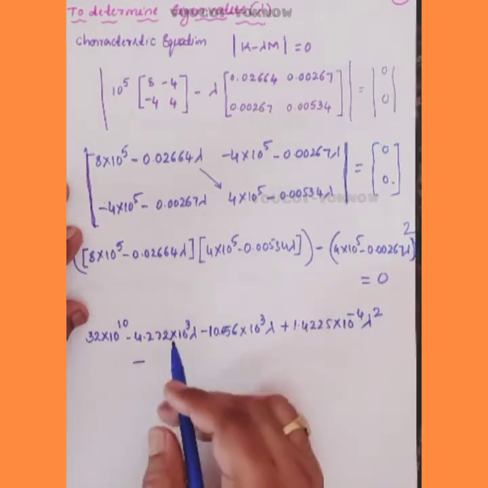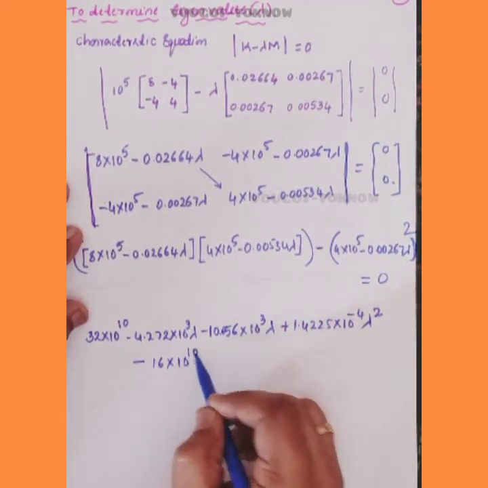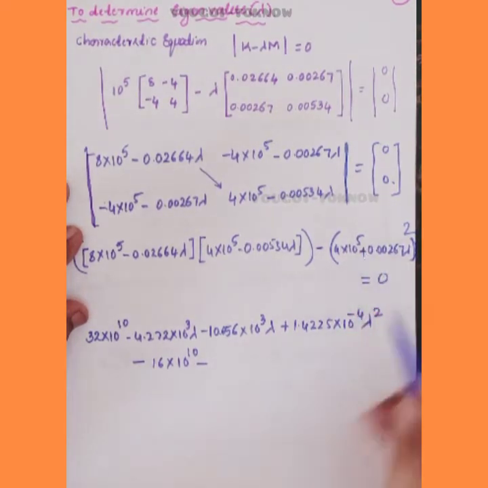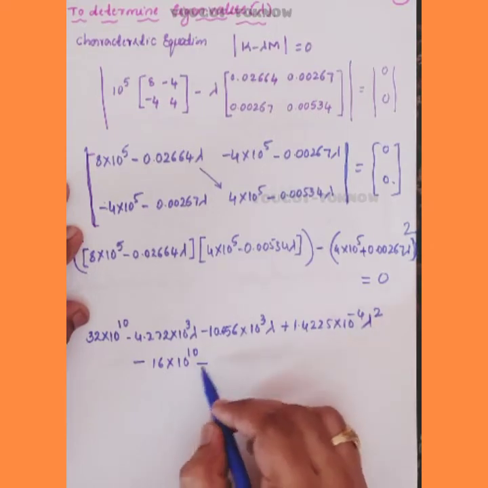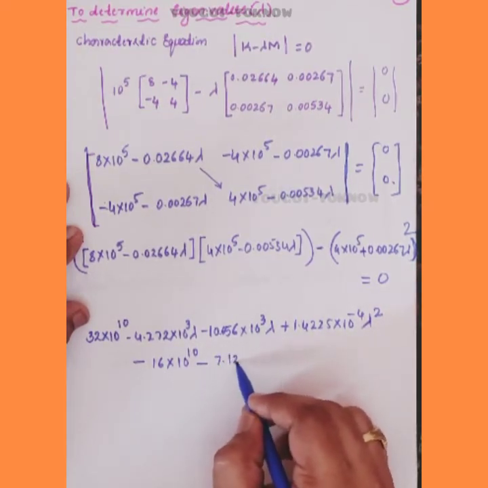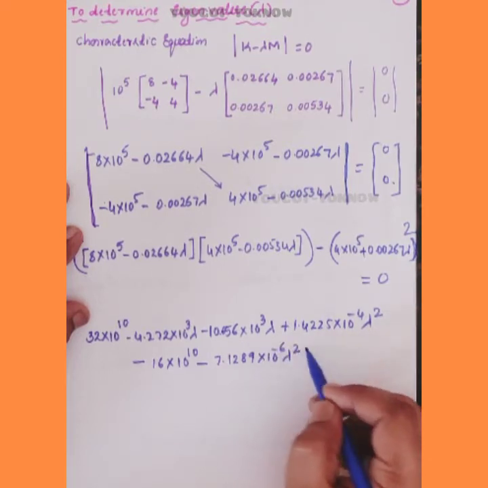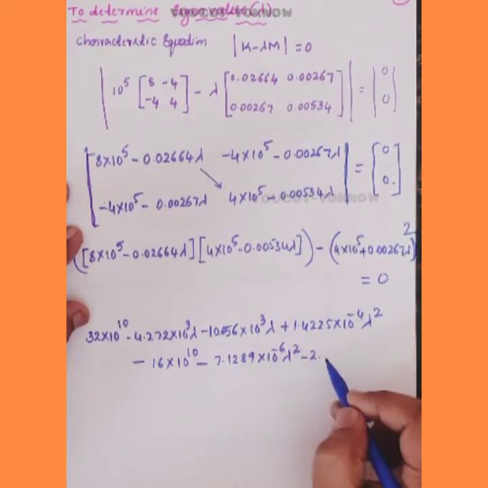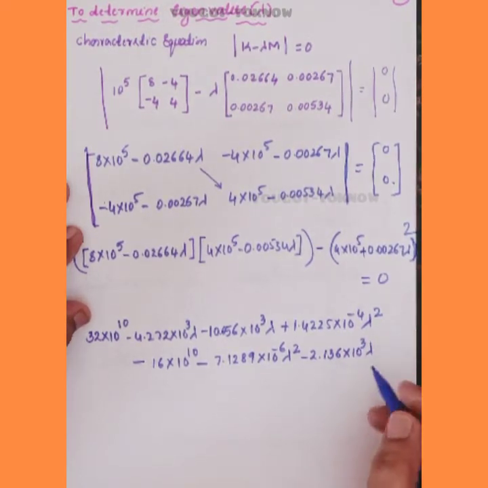Then minus of the second value. 4 into 4, that is 16 into 10 power 10. Minus outside, plus here. Then minus 7.1289 into 10 power minus 6 lambda square. Minus 2.136 into 10 power 3 lambda is equal to 0. You are going to get it like this.